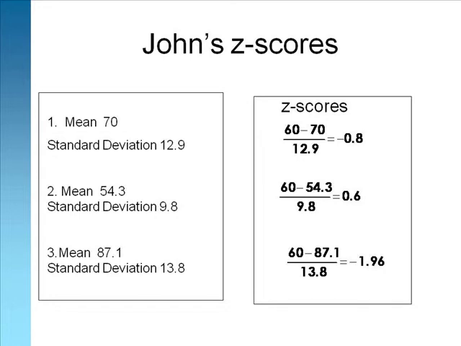Finally, on test 3, the z-score was -1 96/100. 60 minus 87 1/10 divided by 13 8/10, or almost 2 standard deviations below the mean. Remember that the standard deviation is the average deviation of scores from the mean. So on test 3, John's score deviated twice the average deviation from the mean.